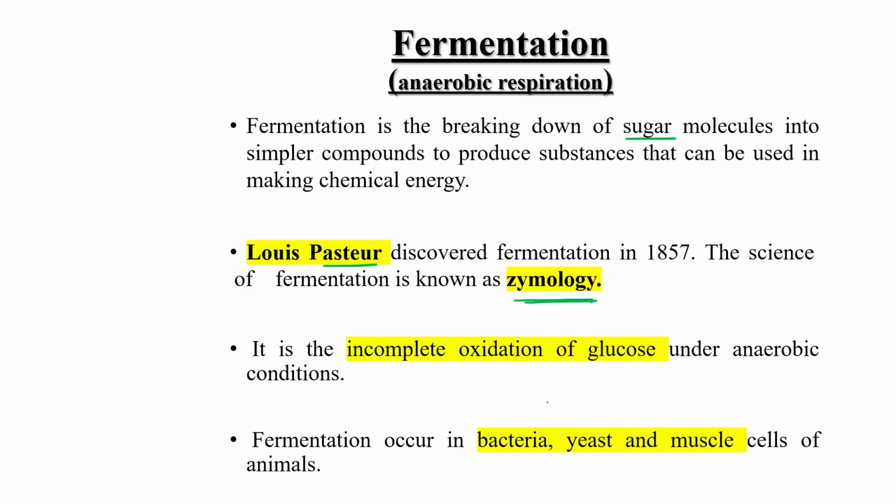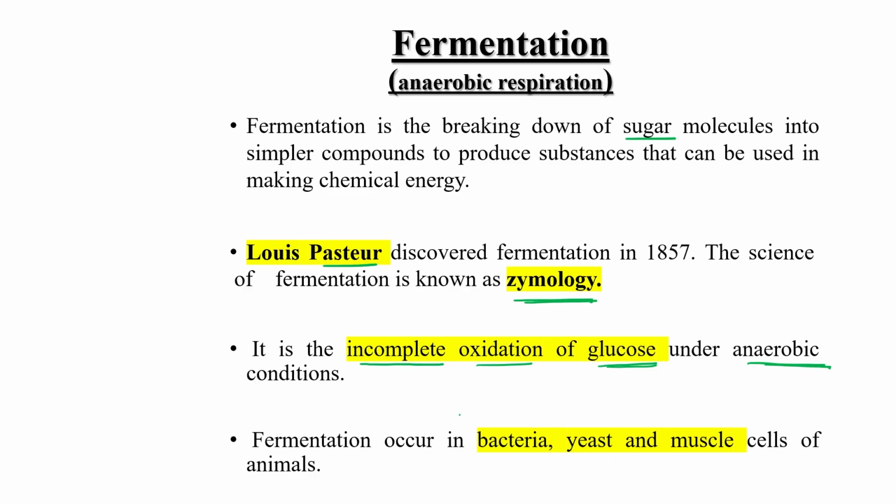And fermentation is also known as incomplete oxidation of glucose, because during fermentation not all the carbon-carbon bonds present in pyruvic acid are broken down. Pyruvic acid is a 3 carbon compound. Breakage of all carbon bonds doesn't occur in this process. That's why we use the term incomplete oxidation of glucose, because under anaerobic conditions incomplete oxidation occurs in fermentation.